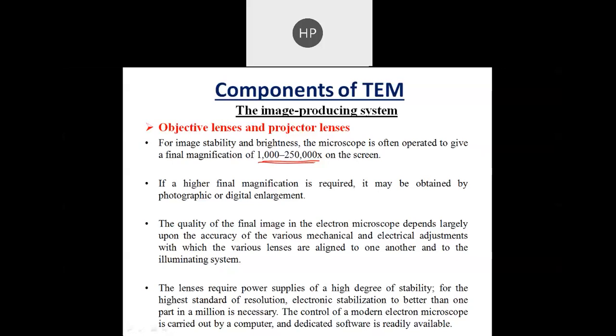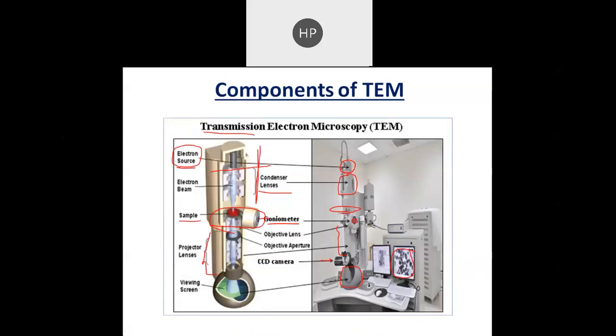If a higher final magnification is required, it may be obtained by photographic or digital enlargement. So generally we use photographic or digital enlargement to get a higher final magnification of the image. The quality of the final image in the electron microscope depends largely upon the accuracy of the various mechanical and electrical adjustments with which the various lenses are aligned to one another and to the illuminating system. Okay, so that's why this is important to get a higher magnification.